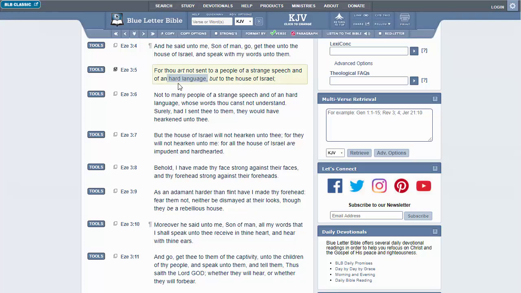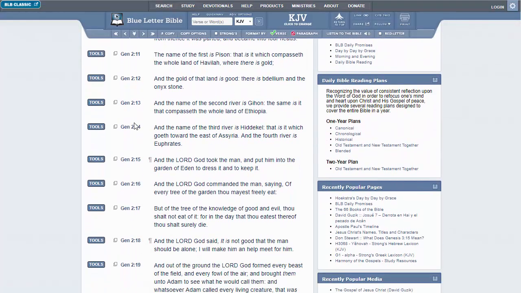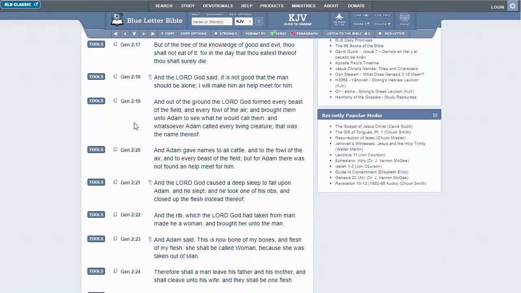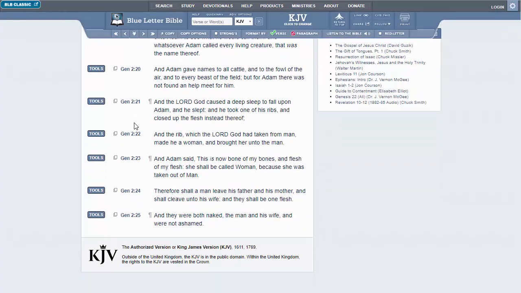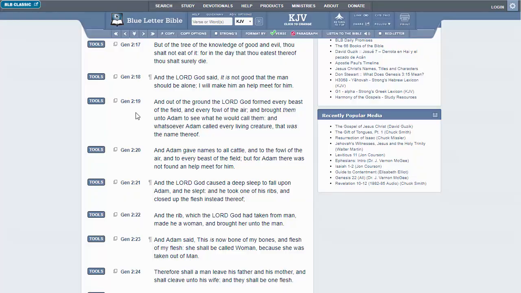So the Lord said that he didn't send us to people of strange speech and of a hard language. So the Hebrew language is very direct, very easy to understand. And the Lord gave Adam that language. And that's why he let Adam name all the animals, and whatever he named them, that's what the Lord gave the names of them.